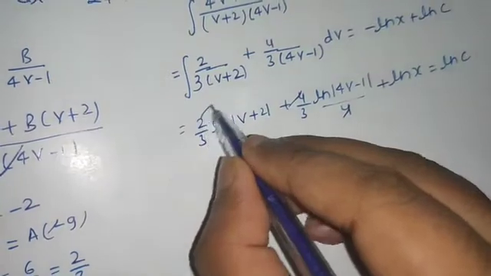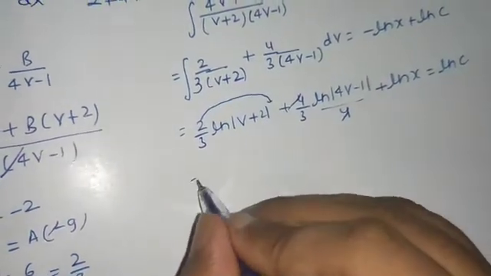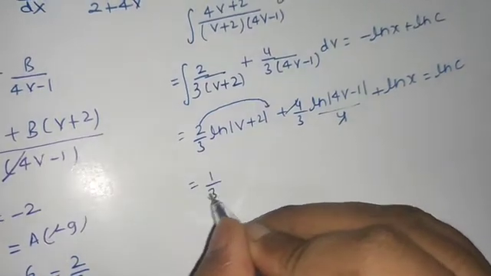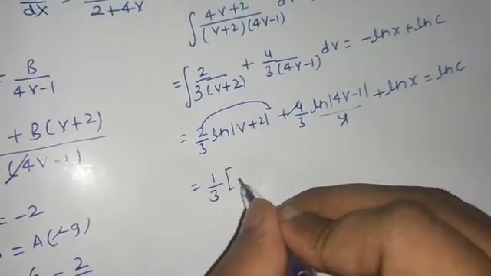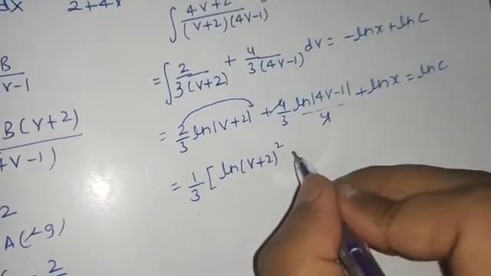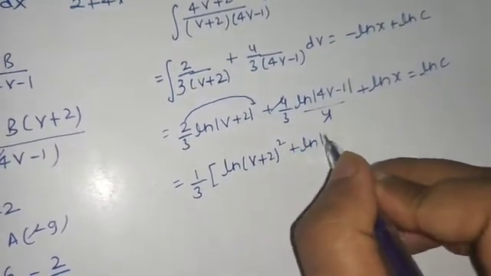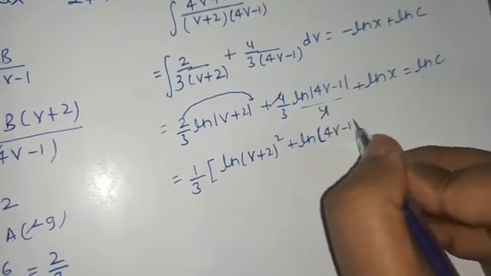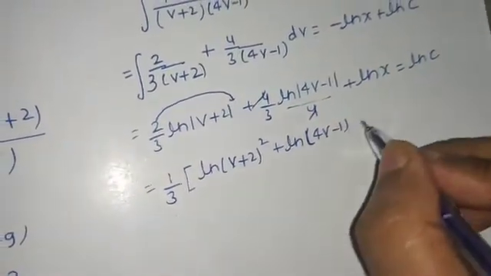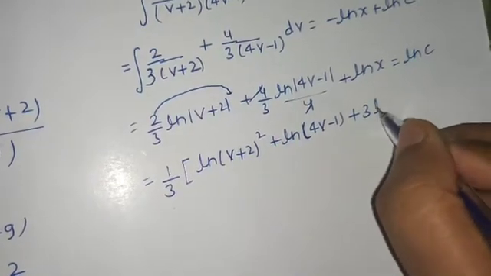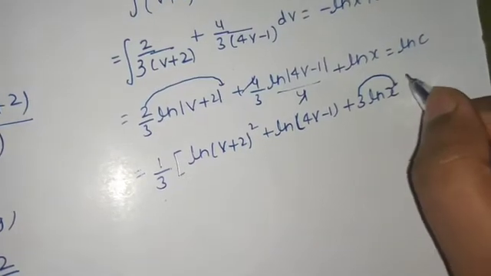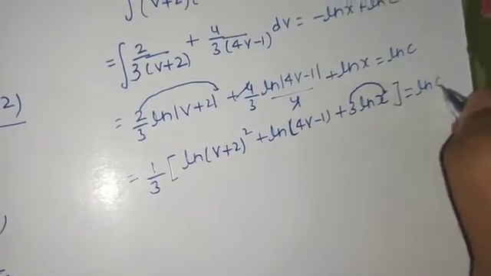Now this 2 I can send to the power, so I can take 1 by 3 common, so ln (v plus 2) whole square plus ln (4v minus 1). This doesn't have 1 by 3 and I have taken common, so 3 ln x will be there, which I can move to the power again, equals ln c.